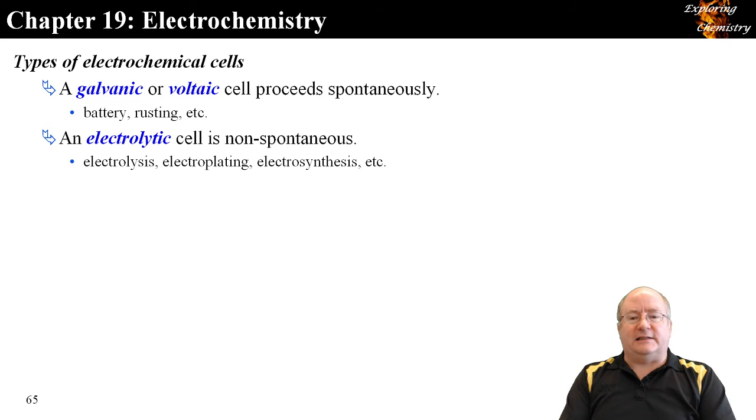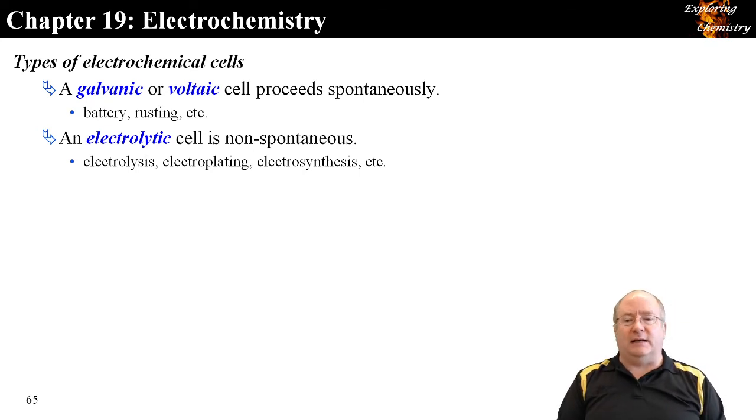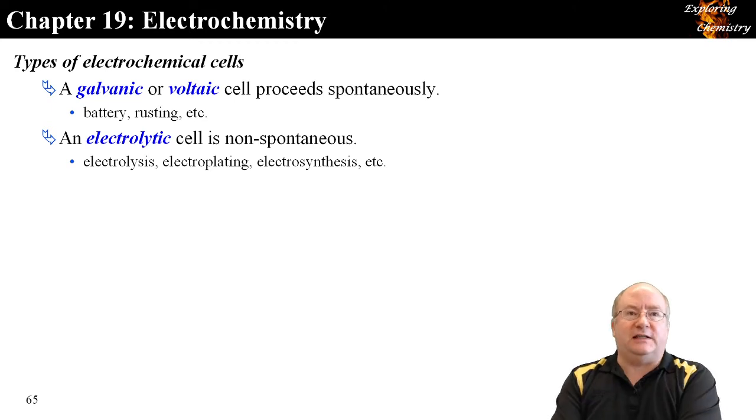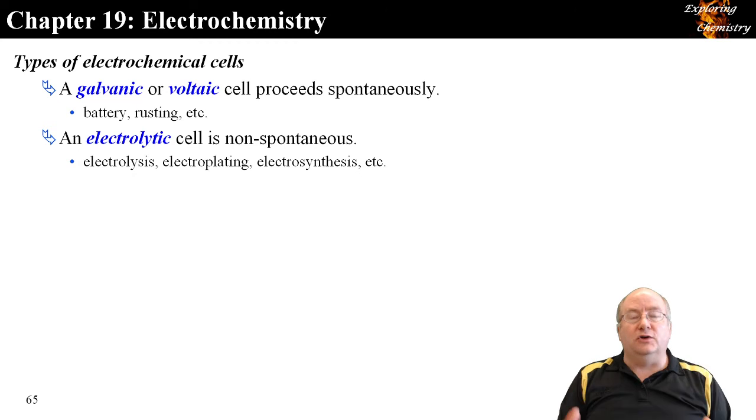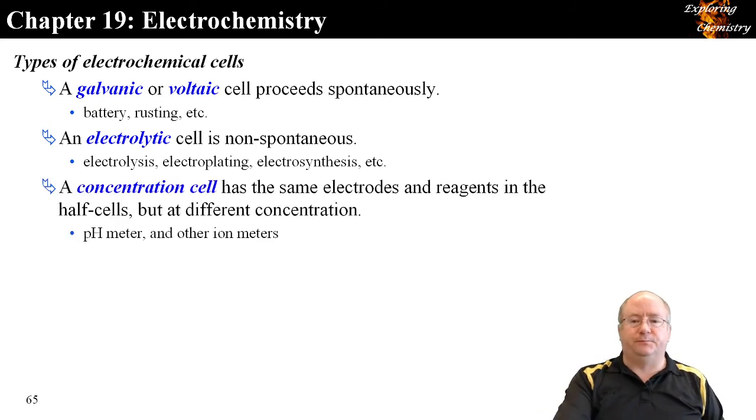An electrolytic cell is non-spontaneous. So things where we need to put energy in, electrical energy in, are electrolytic cells. If we want to electrolyze something, if we want to electroplate, or if we want to use electricity to synthesize, the creation of hydrogen and oxygen from water uses electrolysis. That's an electrosynthesis process to break water down into hydrogen and oxygen.